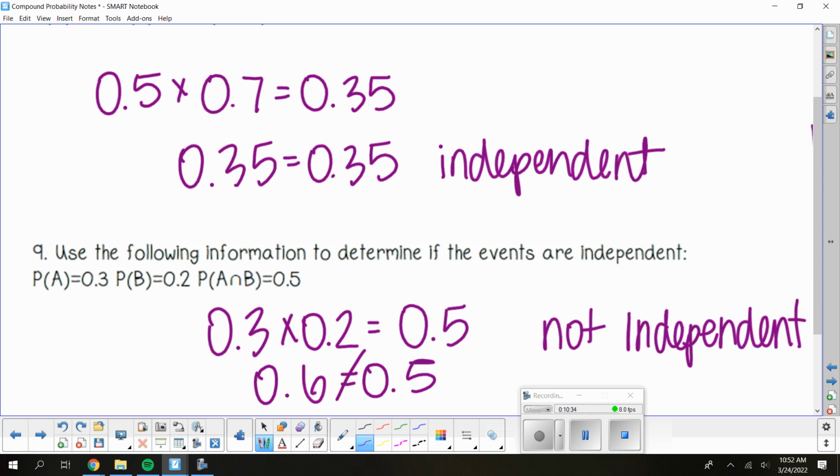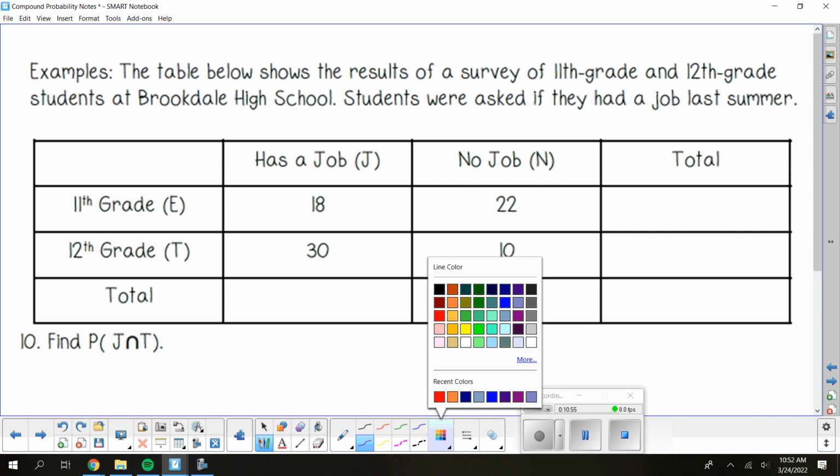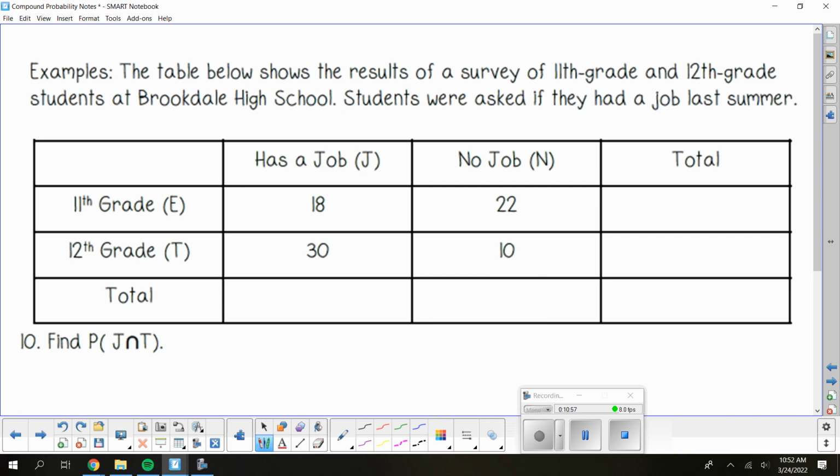Okay, let's look at a table. Sometimes your data will be presented to you in a table, and we can just find things from that. So the table below shows the results of a survey of 11th grade and 12th grade students at Brookdale High School. Students were asked if they had a job last summer. We first want to figure out the totals for all of these. So my totals here, I have 40 students in 11th grade. I add 22. I have 40 students in 12th grade. I have 30 and 10. So I have 80 total students in the survey at 40 and 40.